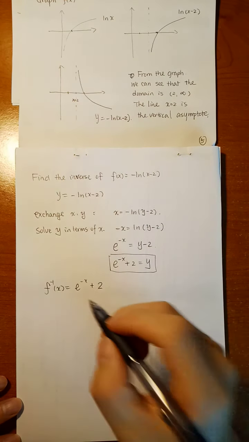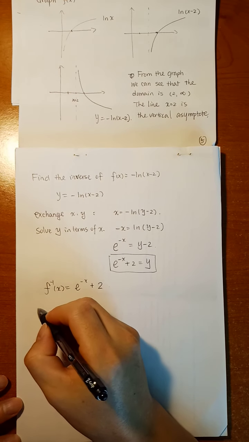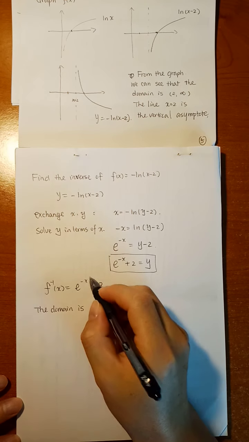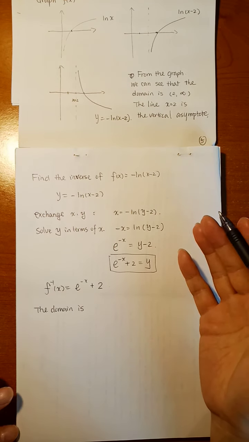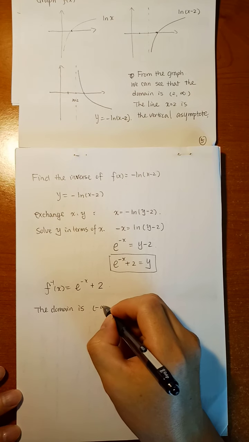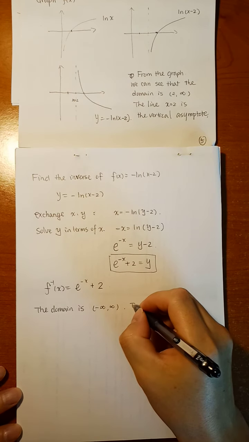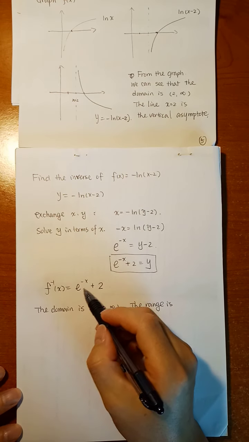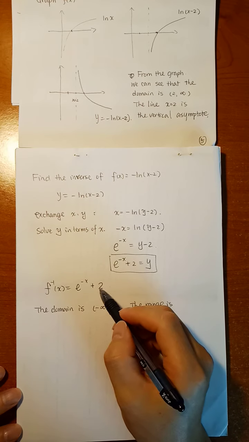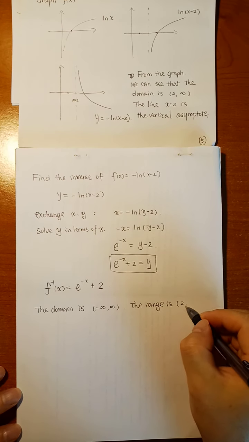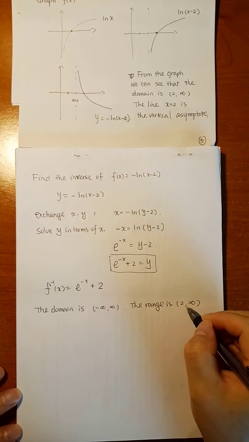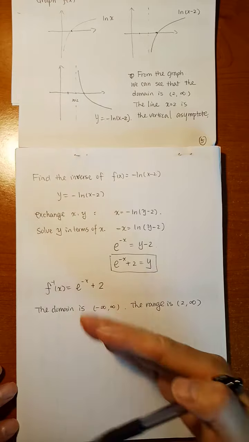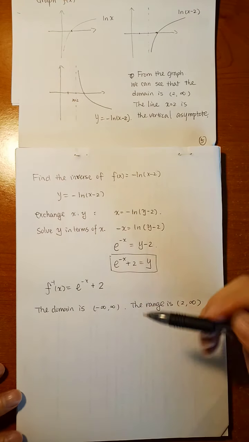This is the inverse. And for the inverse, we see here the domain: the exponential function has no restriction, so it has domain negative infinity to positive infinity. The range: the exponential function is greater than 0, plus 2, so the sum is greater than 2. So it's from 2 to infinity. You see, this range is exactly the domain of our original function.